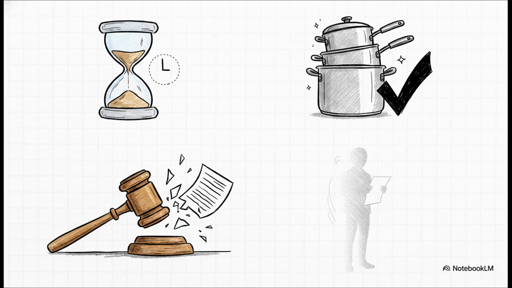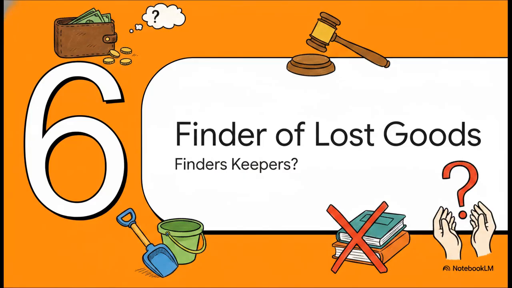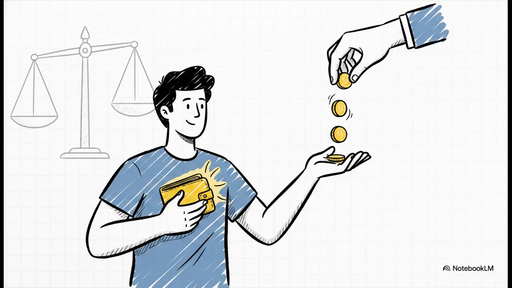And finally, Part 6, the finder of lost goods. Is it really finders keepers? Let's look at an everyday scenario that happens all the time. What happens when you find something that isn't yours? Does the playground rule of finders keepers hold up in court? Spoiler alert, it really doesn't.